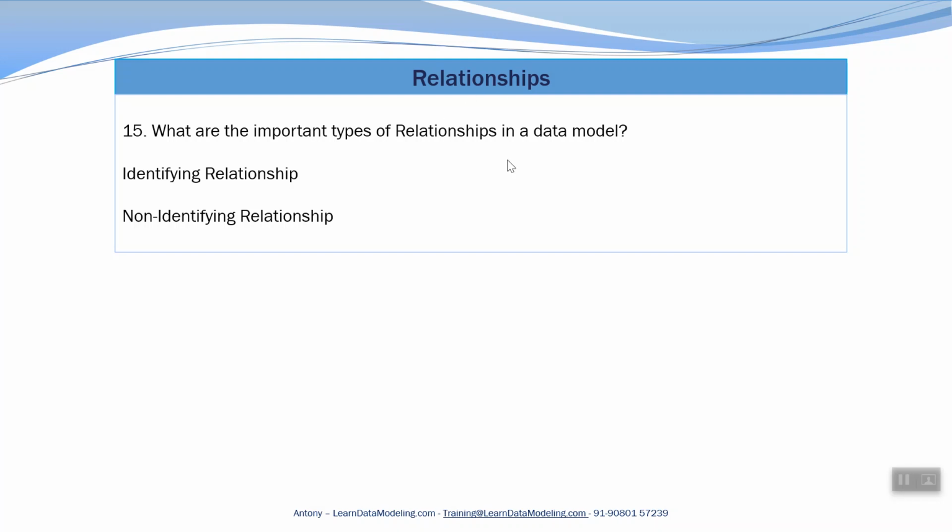What are the important types of relationships in a data model? There are two types of relationships. The first one is an identifying relationship and the second one is a non-identifying relationship. In the coming slides, I'll explain what is an identifying relationship and what is a non-identifying relationship.